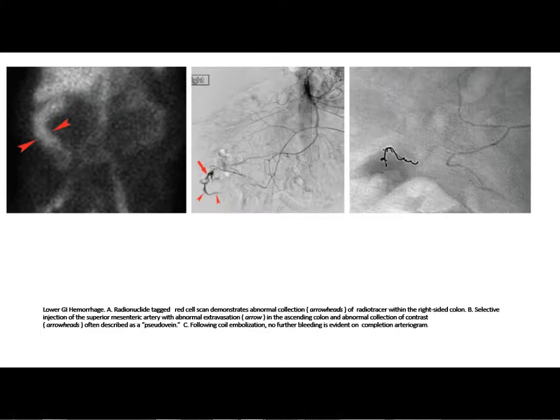This is an example of lower GIT hemorrhage. Radionuclide tagged red cell scan demonstrates abnormal collection of radiotracer within the right side colon. Selective injection of the superior mesenteric artery shows abnormal extravasation in the ascending colon and abnormal collection of the contrast, described as a pseudo vein. Following coil embolization, no further bleeding is evident on the completion angiogram.